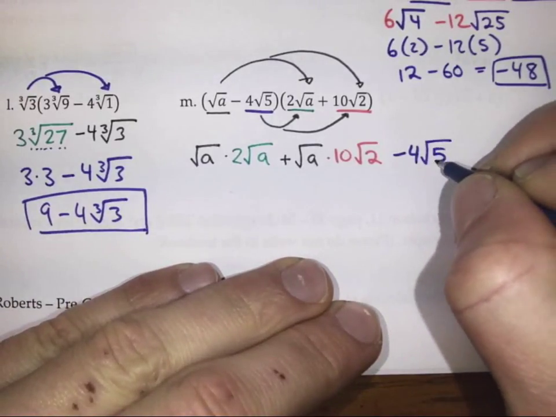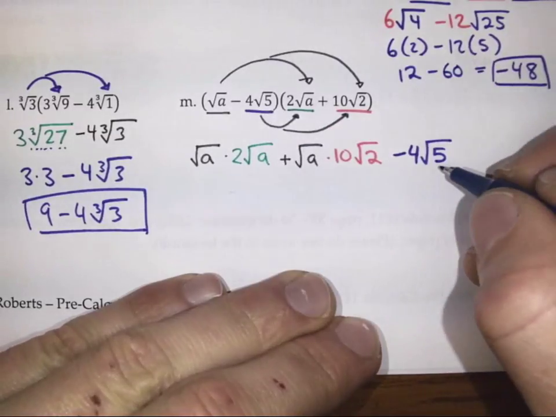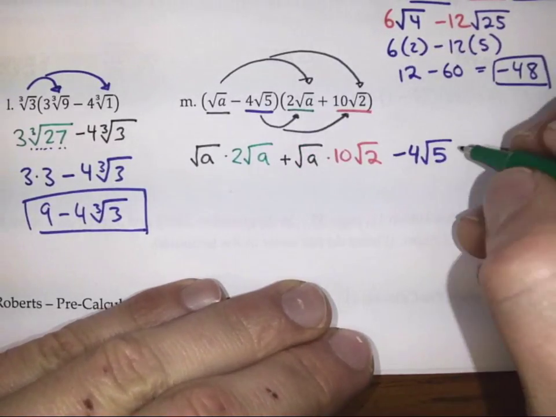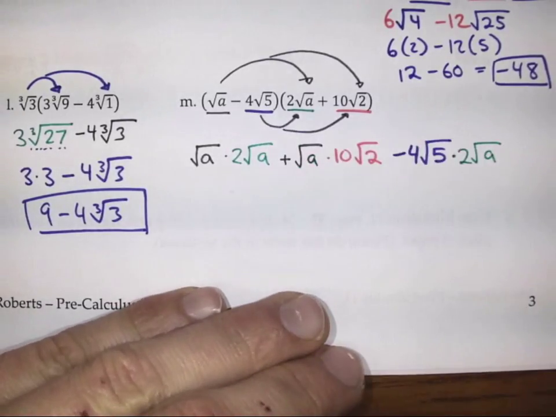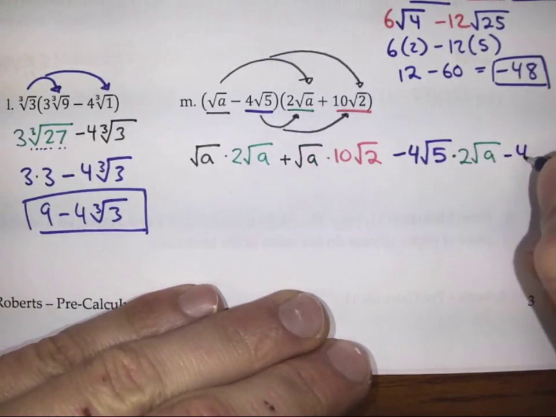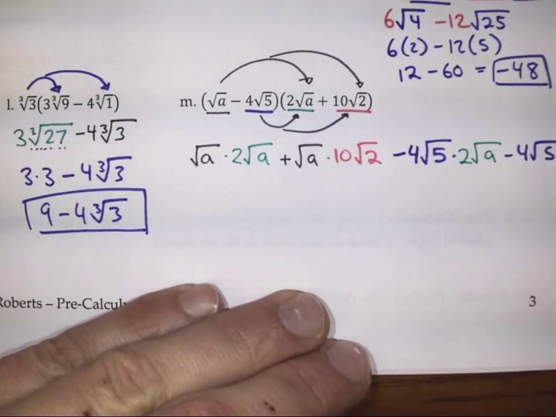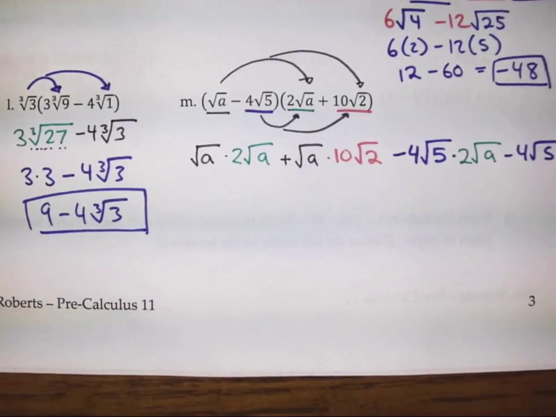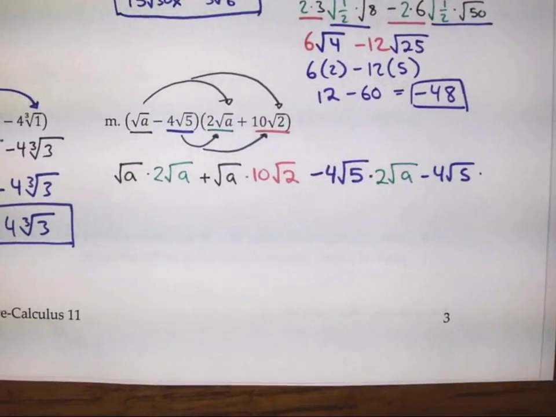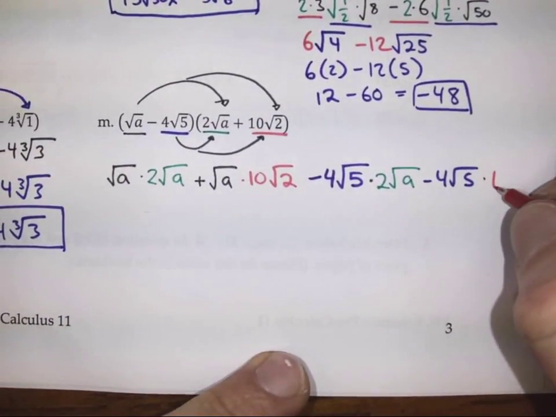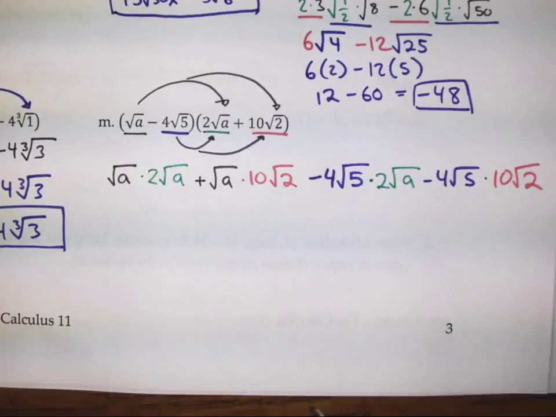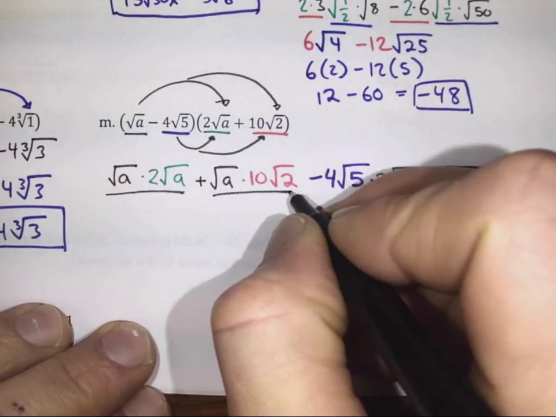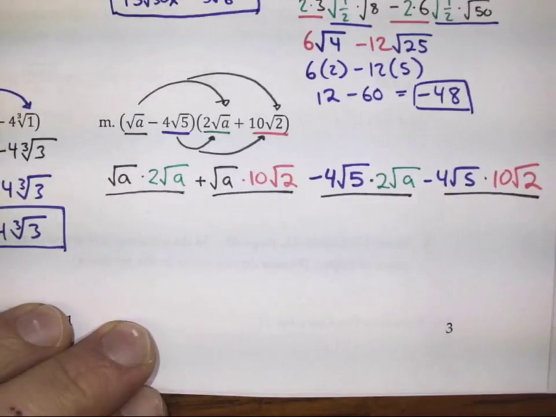It can help sometimes. We've got negative 4 root 5 here. It's going to be multiplied by 2 root A. And then lastly, we've got the blue and the red here, right? So that's a negative 4 root 5 times, oops, a little off the page, times 10 root 2. Okay. And now we're just going to multiply these one at a time. So we've got 4 different multiplication expressions in this question.